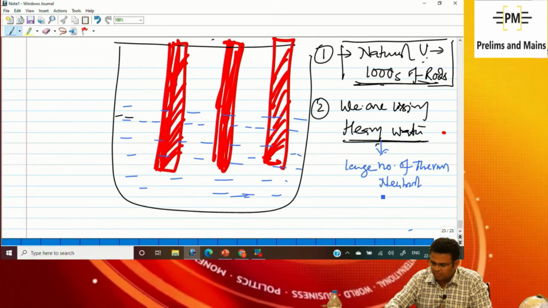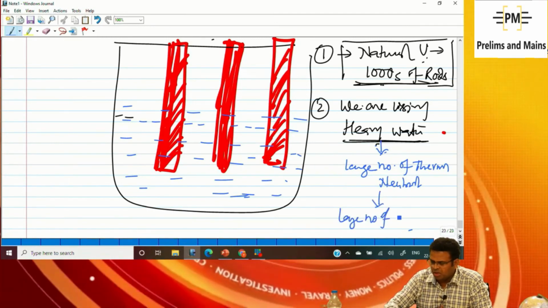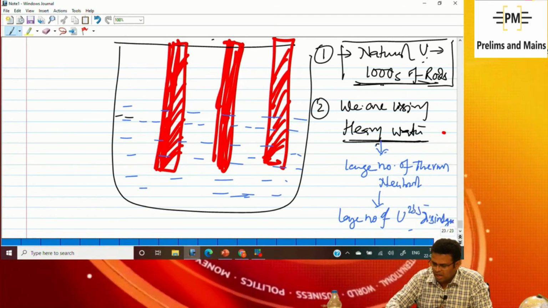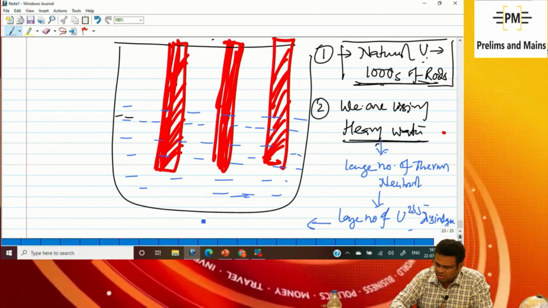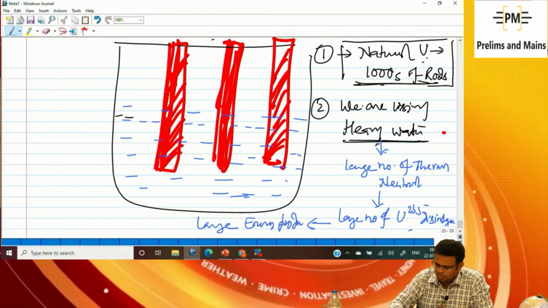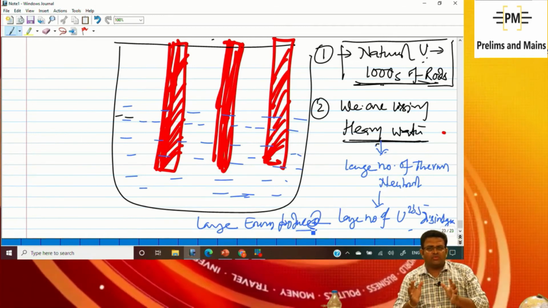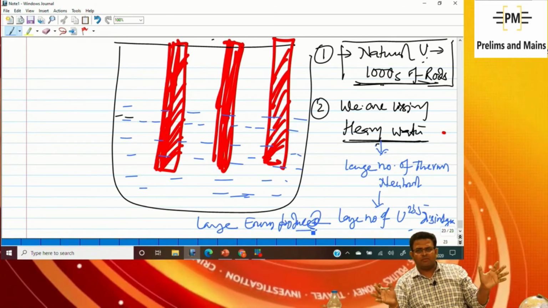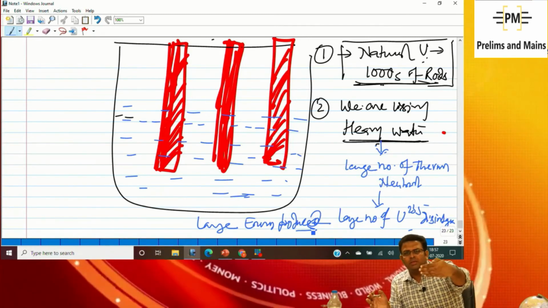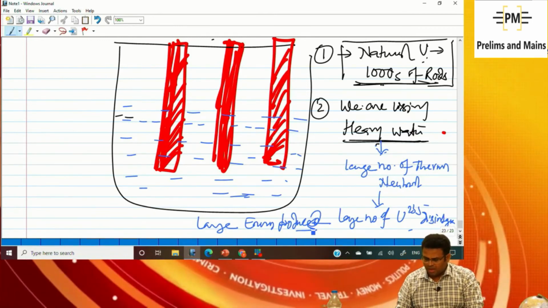So a large number of thermal neutrons means a large number of uranium-235 disintegrate, and if they disintegrate, large energy is produced. Understood? Large energy is produced with the help of heavy water and uranium above critical mass. Uranium above critical mass. So my question is, I will come on to this.